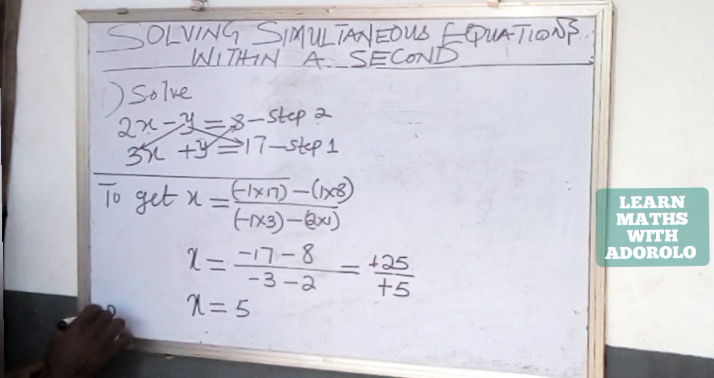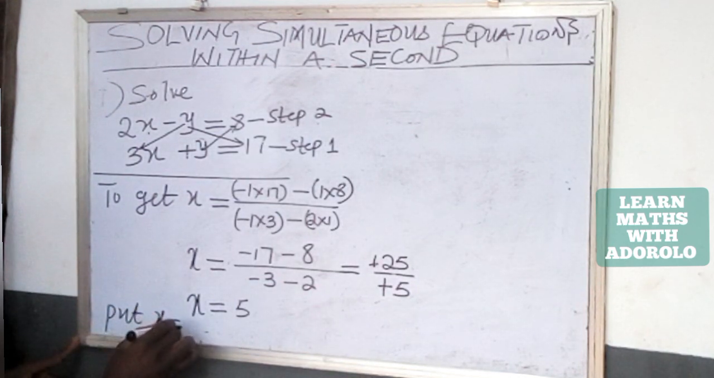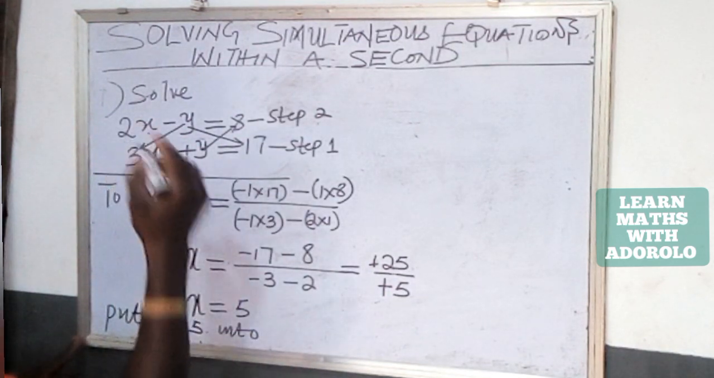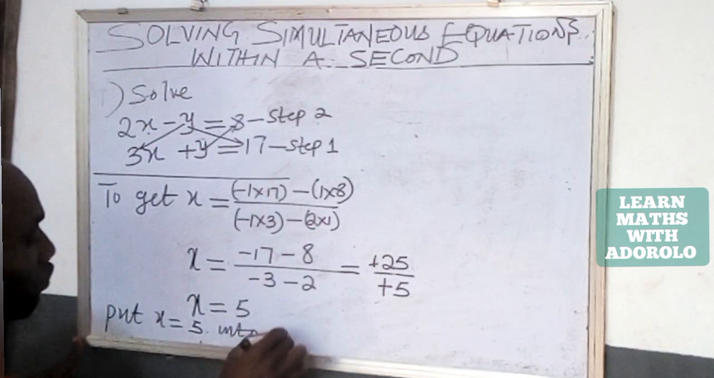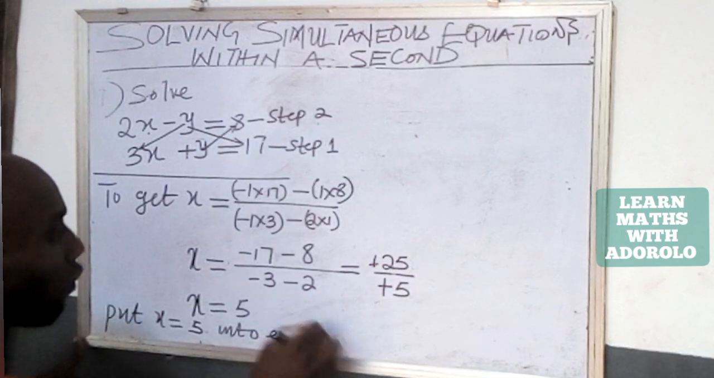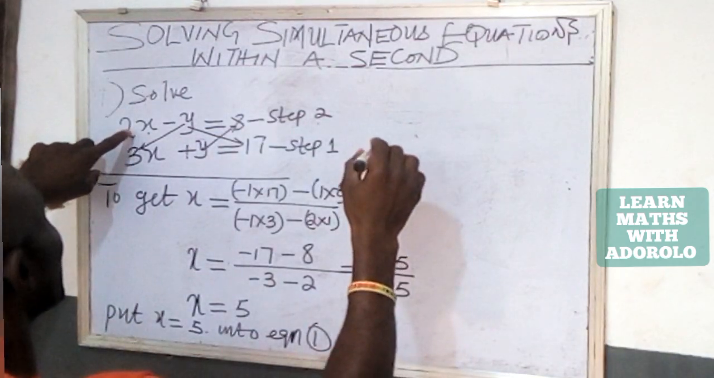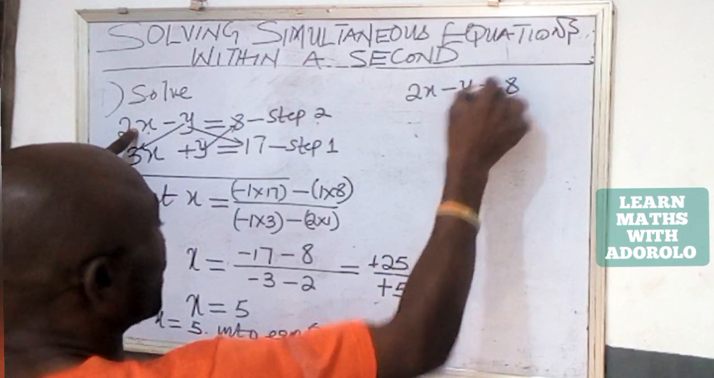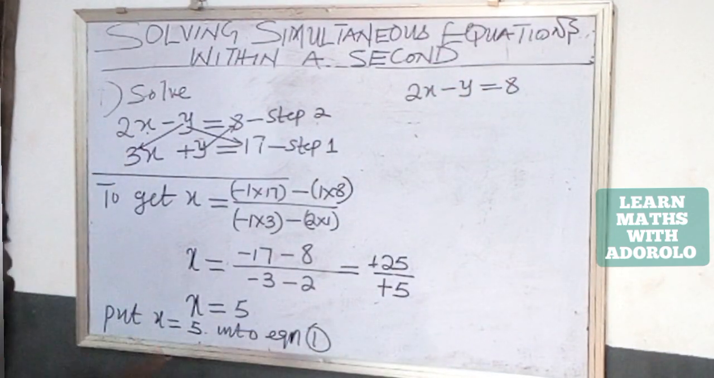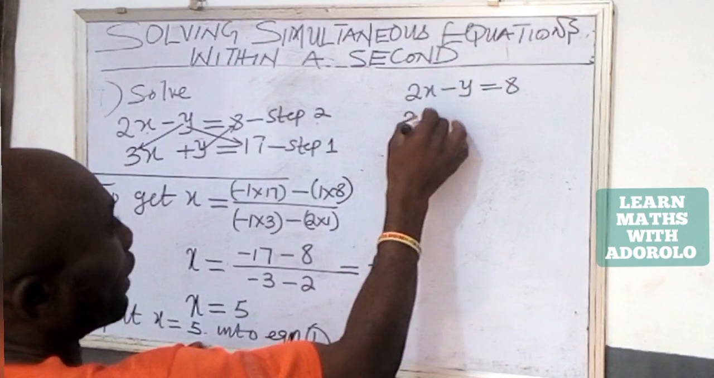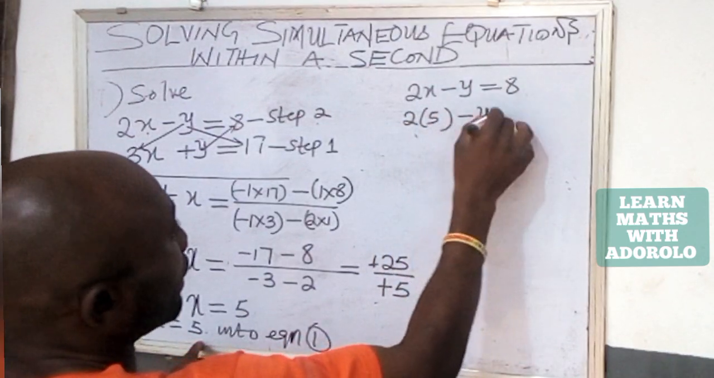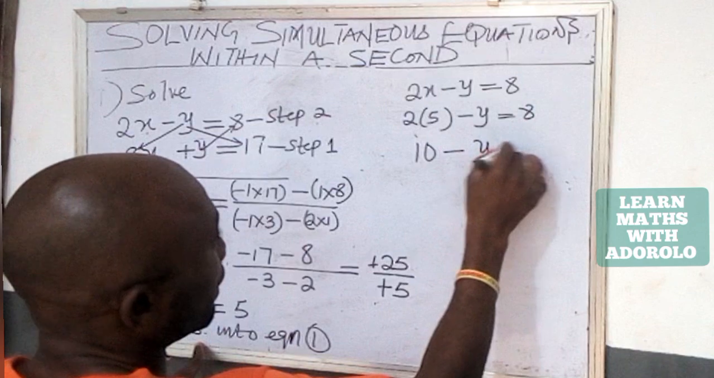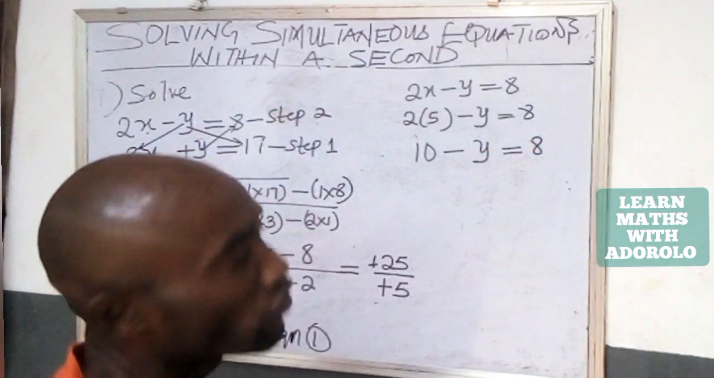The next thing to do is to get your value for y. Quickly, you put x is equal to 5 into any of the equations. Very easy, we're going to use equation 1, which is 2x minus y is equal to 8. Plug in your value of x, which is 5. We have 2 bracket 5 minus y is equal to 8. This will give us 10 minus y is equal to 8.